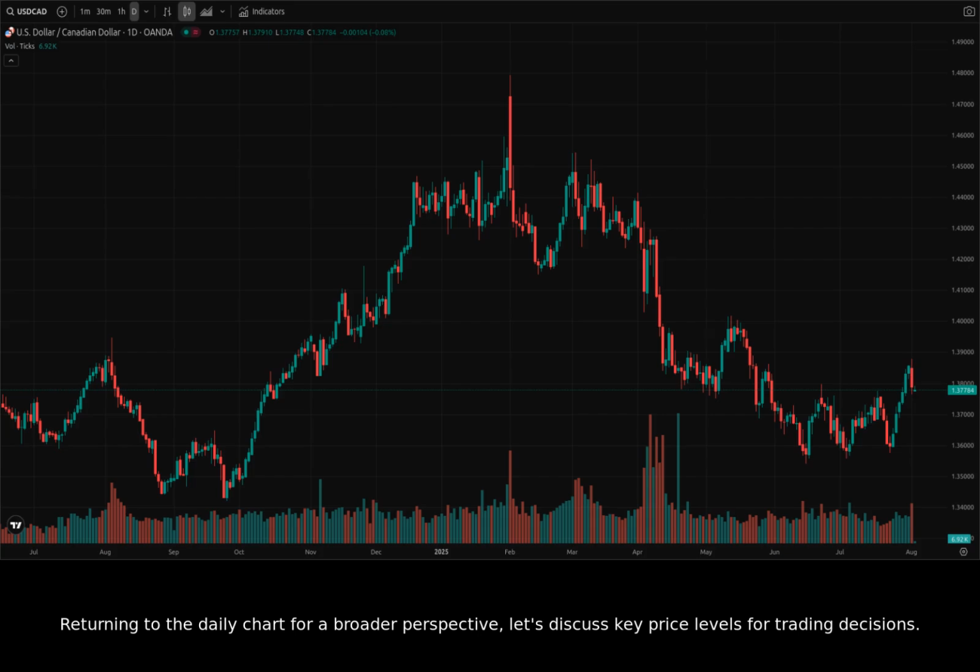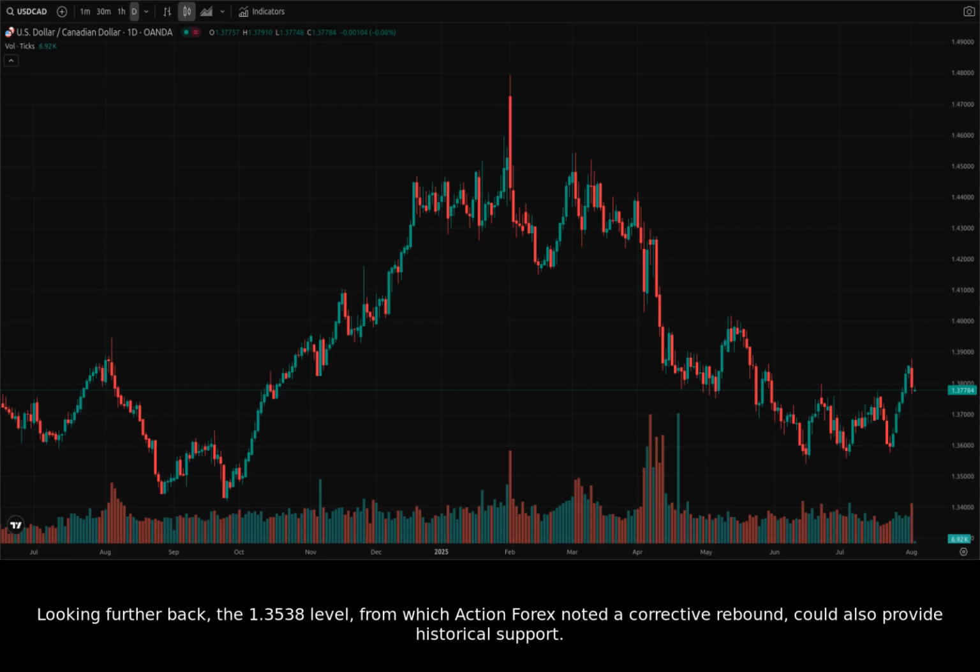Returning to the daily chart for a broader perspective, let's discuss key price levels for trading decisions. The immediate resistance is now the 1.3800 psychological level, which the pair broke below due to the USD weakness. Above that, the previous high before the plunge, around 1.387 to 1.388, will serve as a significant resistance point. On the downside, the low of the August 1st candle at 1.3761 now acts as immediate support. If this level breaks, the next major support zone to watch will be around 1.3700, followed by the 1.3600 to 1.3650 area. Looking further back, the 1.3538 level, from which Action Forex noted a corrective rebound, could also provide historical support.